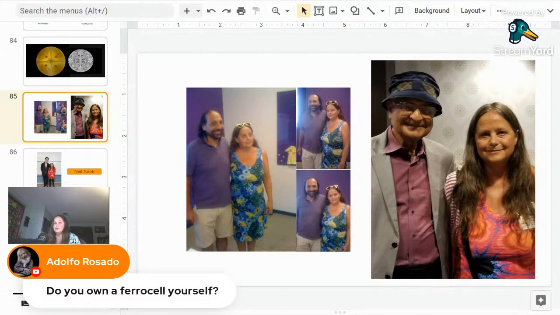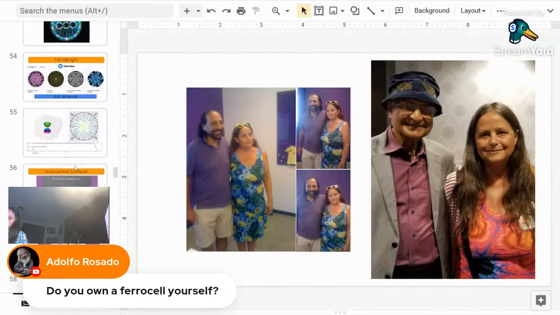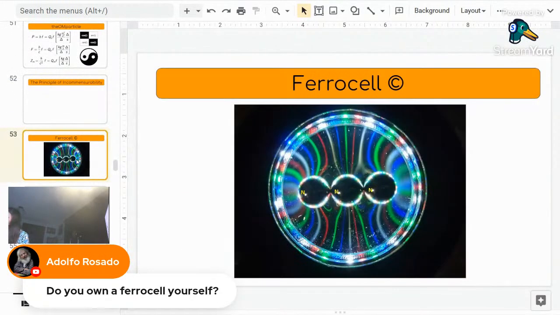Do you have your own ferrocell? I have a drawer full of ferrocells right here. There's one that I built myself. Most of the ferrocells that I show in my videos I built myself. The one that I like the best, though, the one that I showed you here, was from Tim Vanderelli. I really like it because the lights are really small and it's a smaller ferrocell, so it lights up much brighter.